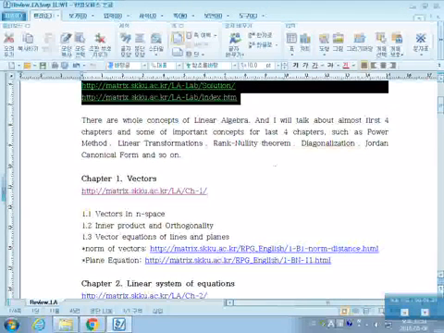Since there are many concepts in linear algebra, today we will just focus on the first 4 chapters and some important concepts from the last chapters, such as the power method, linear transformations, the rank nullity theorem, diagonalization, Jordan canonical form, and so on.